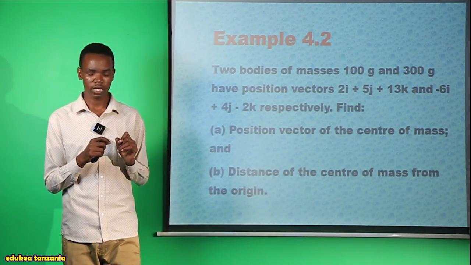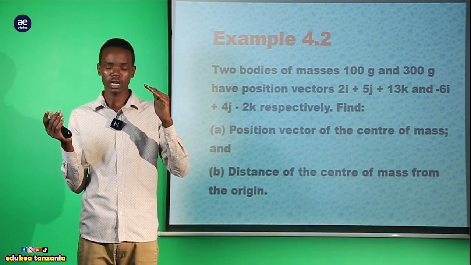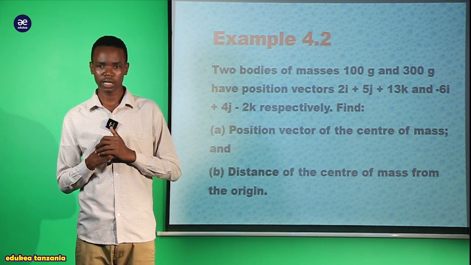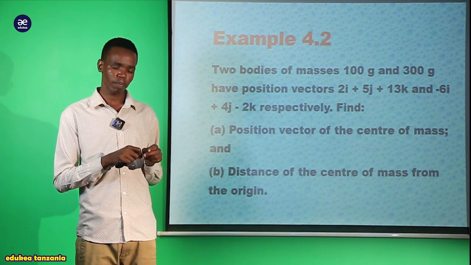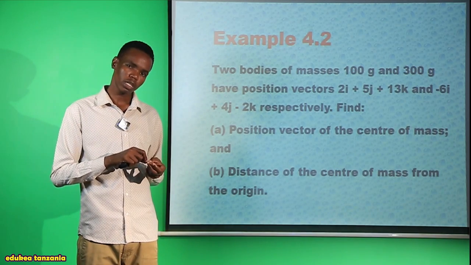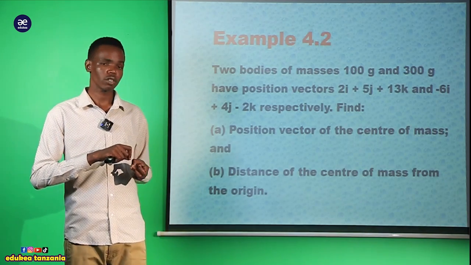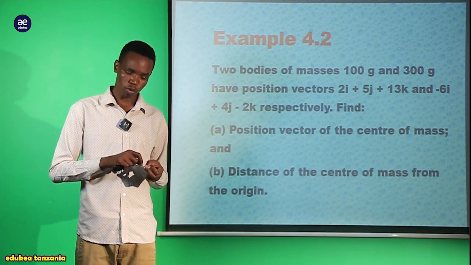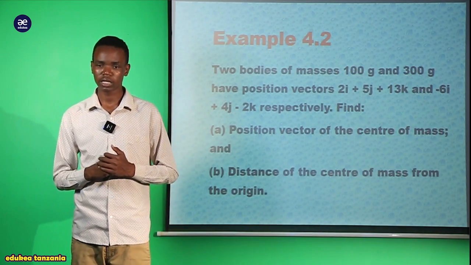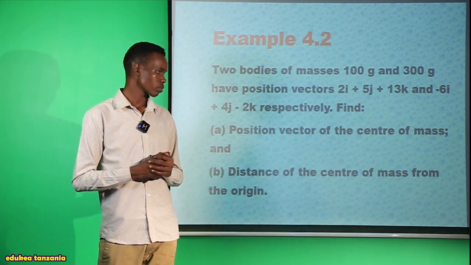The distance of the center of mass from the origin, because our particles were placed at two coordinates, along the y axis and the x axis. Since the particles were connected together, now we are supposed to find the distance, meaning the distance of the center of mass from the origin. From the origin to the point that connects those masses. That is what we are supposed to find in our question here.